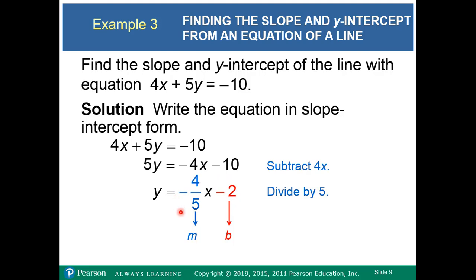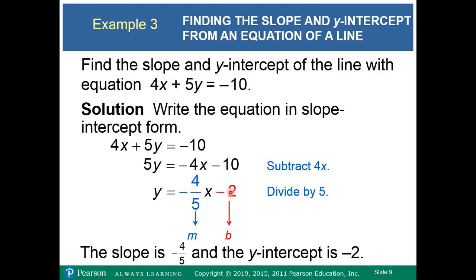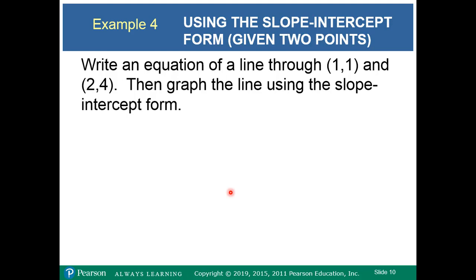And so now, if we have it in this form, now we know the slope is negative 4/5 and the y-intercept is what? Negative 2. Not positive 2. Remember, it's mx plus b. So this would be plus a negative 2. Okay, and that's it.